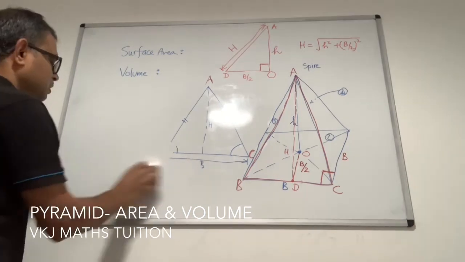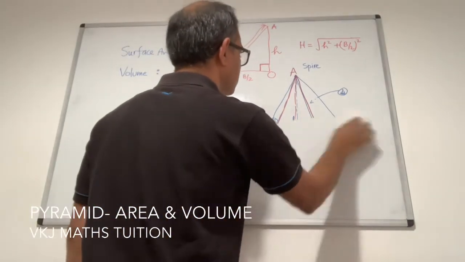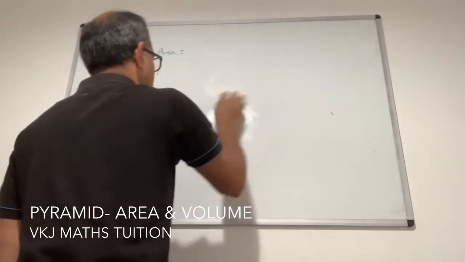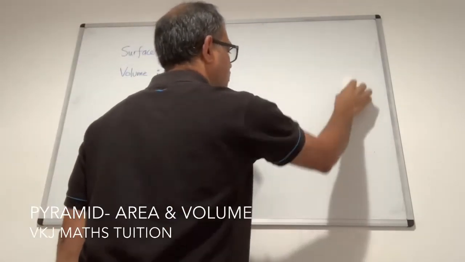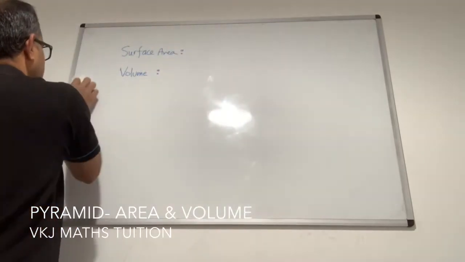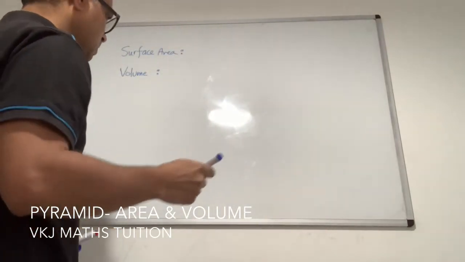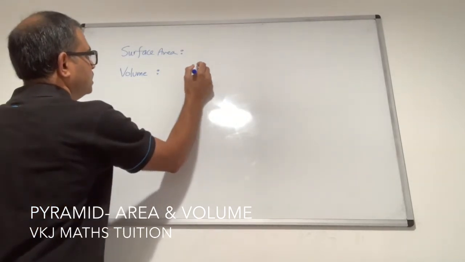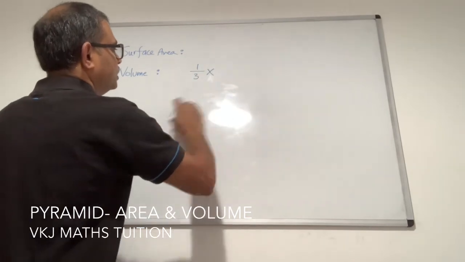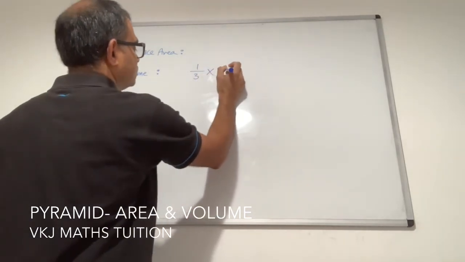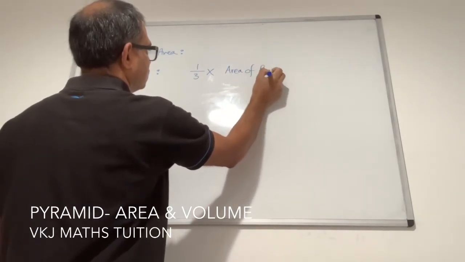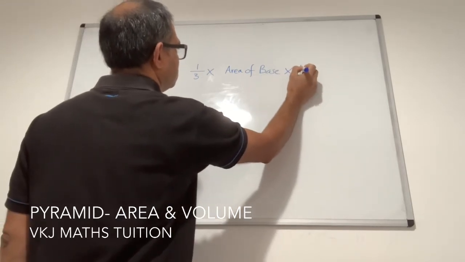Okay? We'll try to understand the volume of the pyramid. And the volume of the pyramid, I cannot explain the formula very well at this moment, because again, as we were talking about the sphere, this is a bit tricky and that will be explained later. But volume of the pyramid will be 1 by 3 into area of base into height of the pyramid.